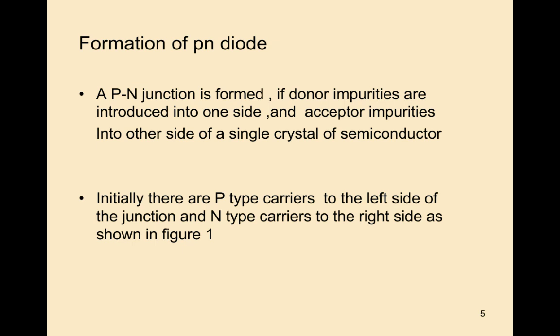Initially there are p-type carriers to the left side of the junction and n-type carriers to the right side, as shown in the figure.